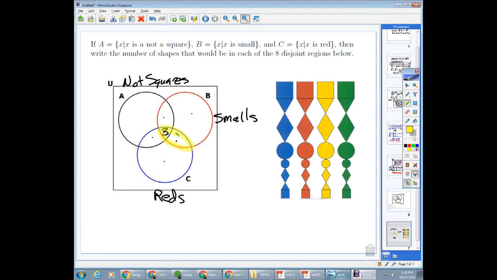Okay, so how would you describe then the pieces in just this region right there? That one piece. Yeah, it would be the not square, which makes it square. So it would be the small red square is that one piece right there. So we're going to try and reason how many pieces are in each of these corrals. So we think there's 1 right there.